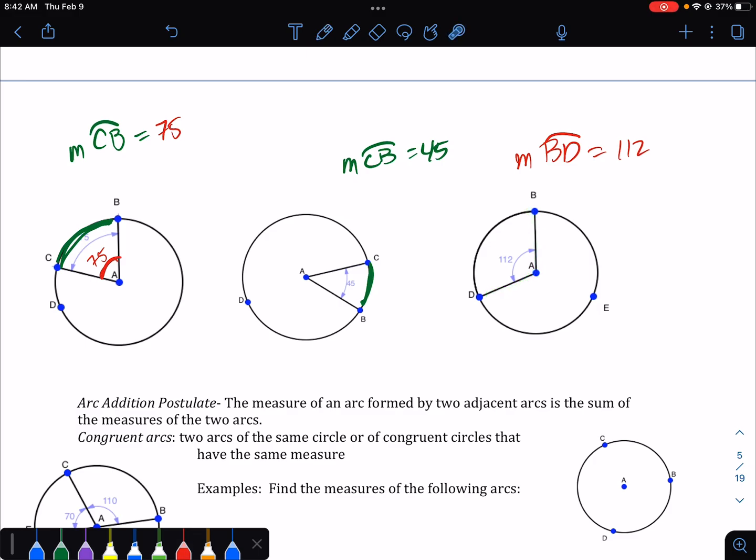Okay? So now if we do the major arc, so here if I want the measurement of CDB, because around the entire circle is 360, what I'm going to do is 360 minus that 75. So if we do 360 minus that 75, that just gives us 285. Okay? And we can do the same thing here. So try it on these two.